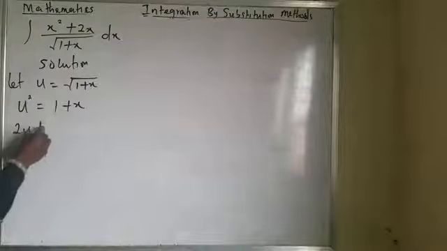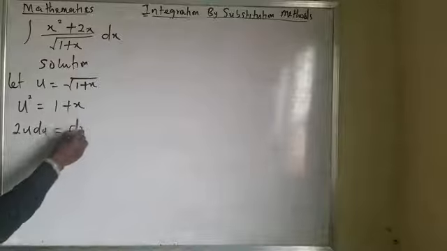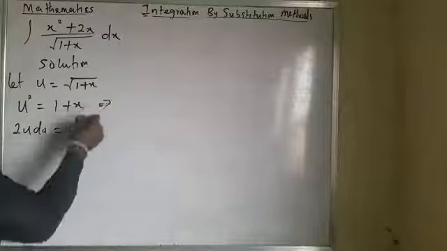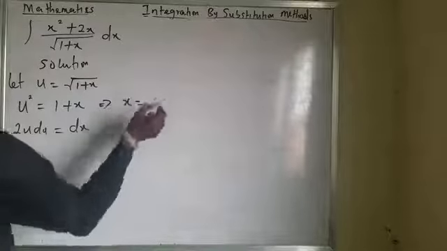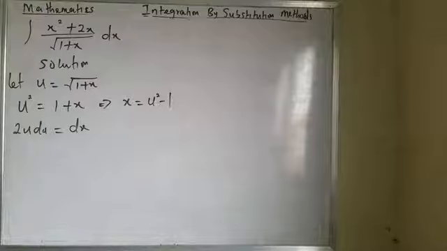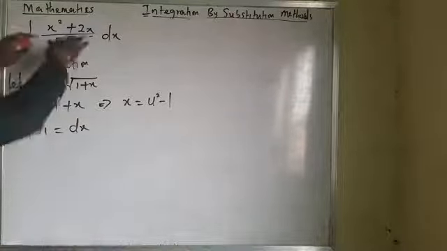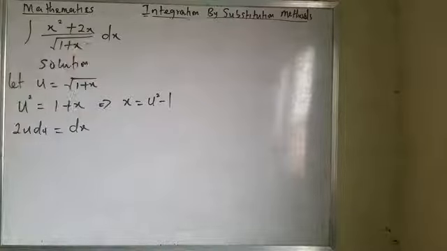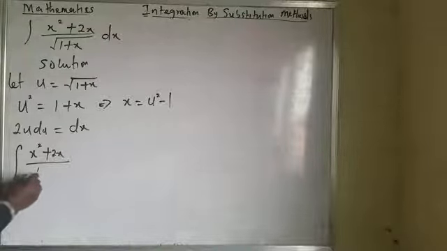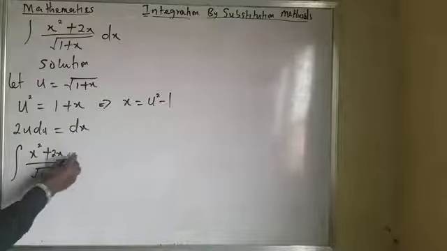2u du equals what? dx. Take note of that. Which is my du and dx. Also, I can say that my x equals u squared minus 1. Please take note of that very well. Now I'm looking for a way to substitute properly. I have the integral of x squared plus 2x divided by root of 1 plus x dx.